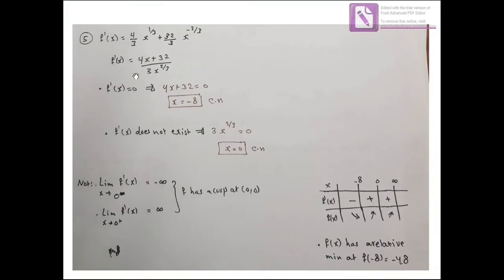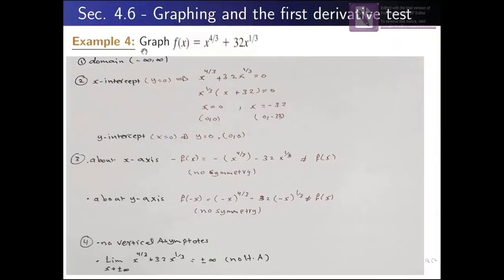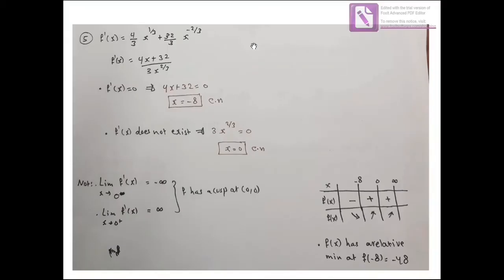For f'(x), to use the first derivative test, we need to differentiate. So it will be (4/3)x^(1/3) plus 32 multiplied by (1/3)x^(-2/3). If you simplify this, you will get (4x + 32) divided by 3x^(2/3). So f'(x) equal to 0 means 4x + 32 is equal to 0. So x will be equal to minus 8. Minus 8 is in the domain, so it is a critical number.